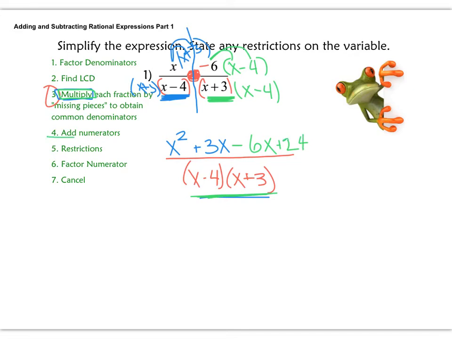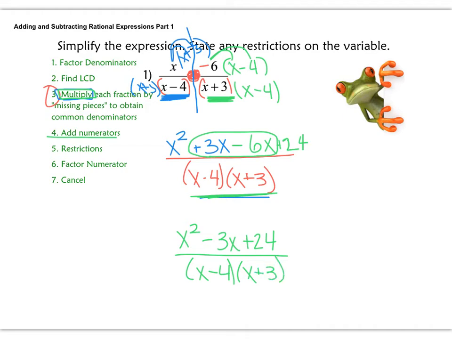All right, step 4, add the numerators. So collect your like terms. I have an x squared. I have like terms here in the middle. 3x minus 6x is negative 3x plus 24 over x minus 4 and x plus 3. All right, once it's a common denominator, I kind of put it all together.